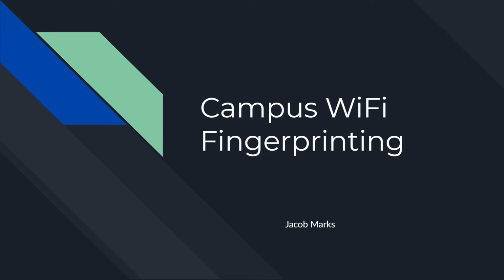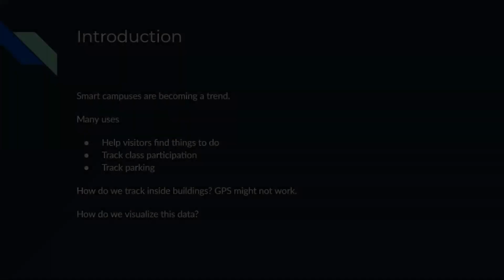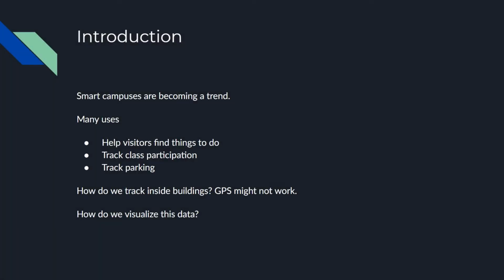I'm going to be presenting on campus Wi-Fi fingerprinting. Smart campuses are an ever-increasing trend in the world. These smart campuses involve much more expressive maps, much more Internet of Things devices spread around the campus, and they can use things like tracking to try and keep track of where students or faculty are.